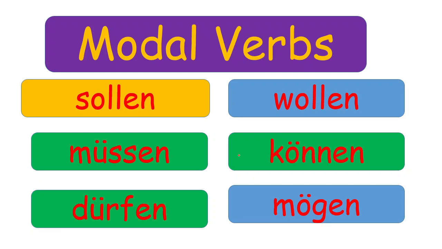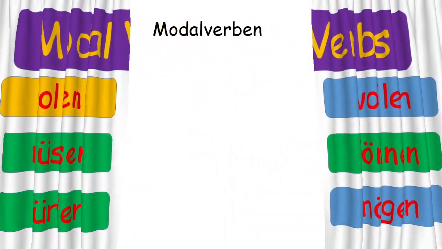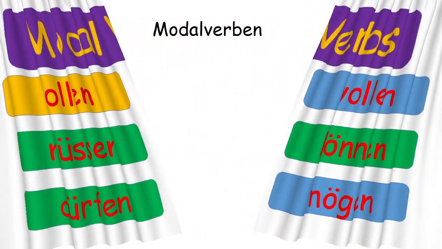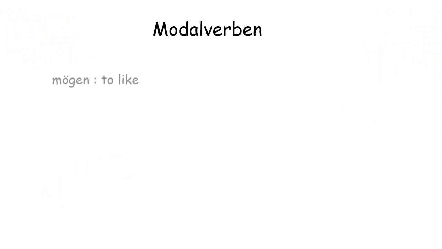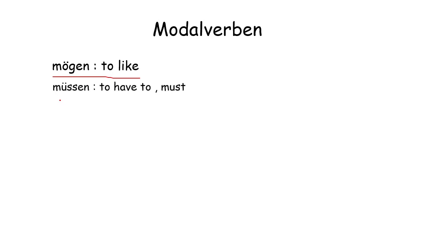In today's lesson, we learn about modal verbs in German. Let's see. Modalverben. Modal verbs. Mögen means to like. Müssen, to have to or must.